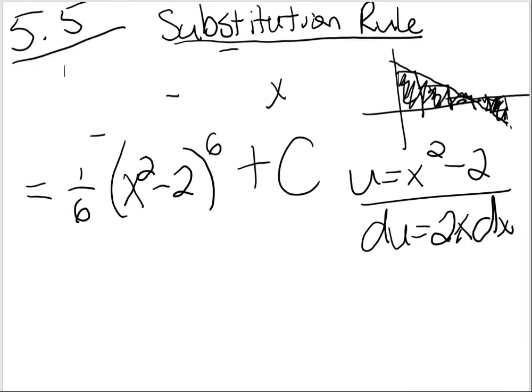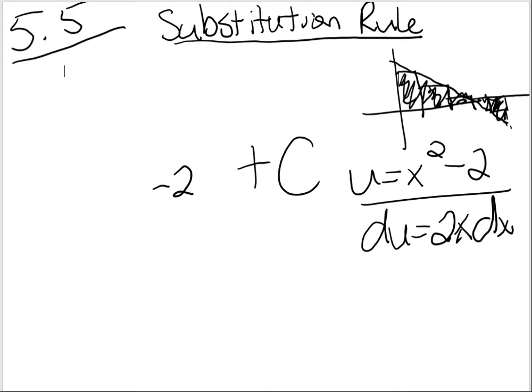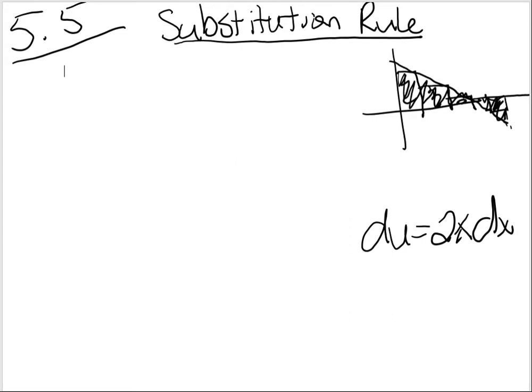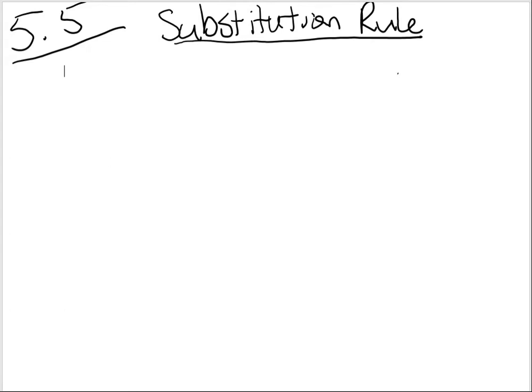So let's just do a couple examples. We're going to stick with the indefinite integral for this video. Next video we'll talk about what happens when you go to a definite integral. Okay, so this example, e to the 5x dx.